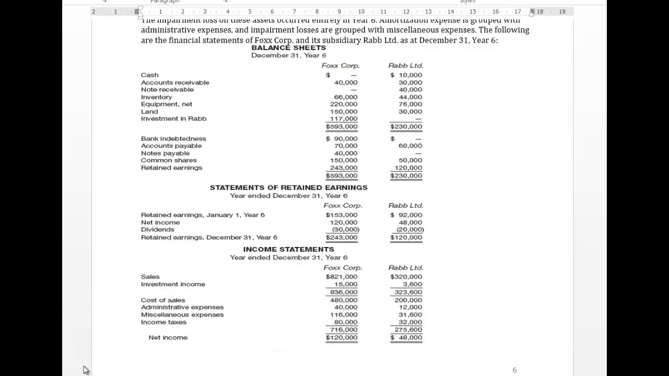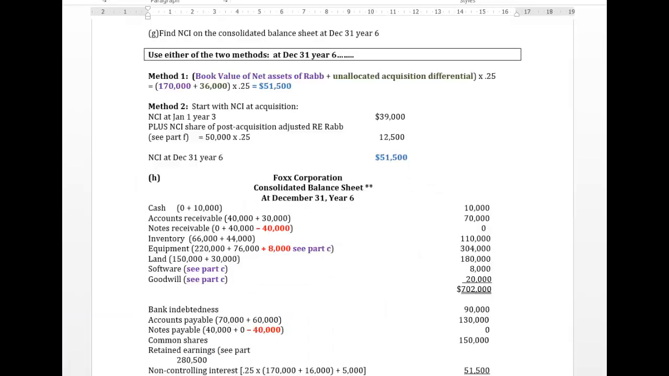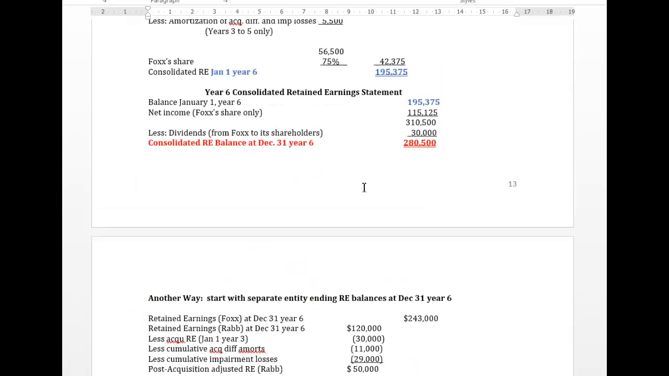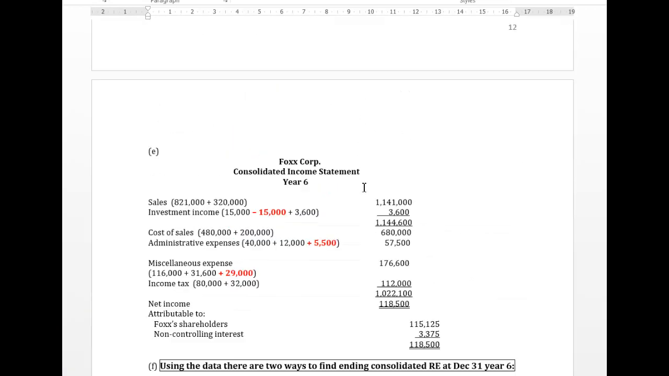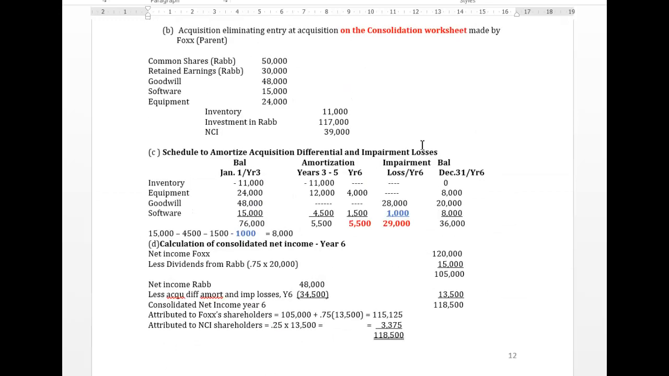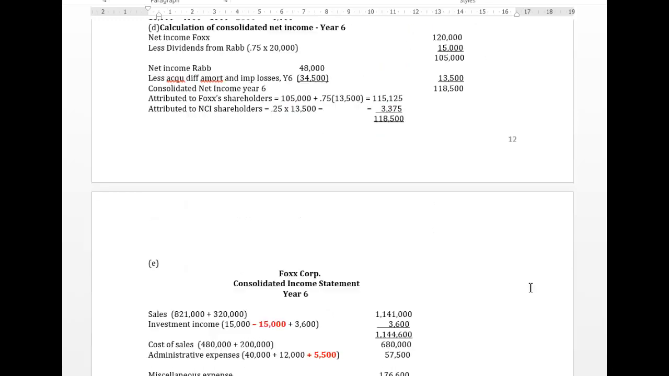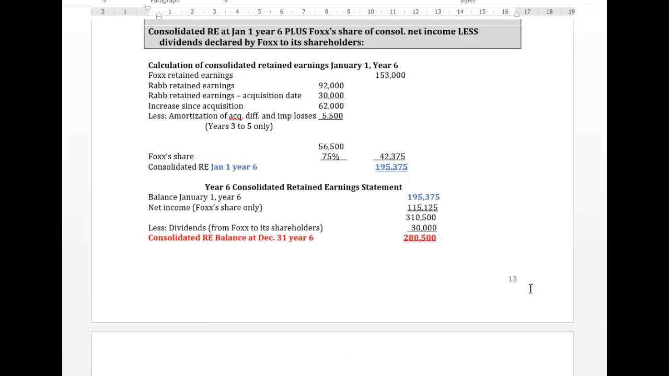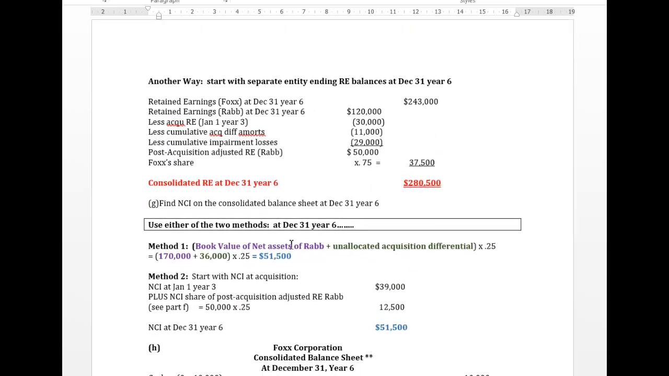Well, let's go back to the question. You can see here on Rabb's statements, common shares and retained earnings. That is your $170,000. You're going to get the unallocated acquisition differential if you go back to that ever important part C. It's right here. Right there. It's $36,000 at the end of the year. So $170,000 plus $36,000 is $206,000, at 25%.